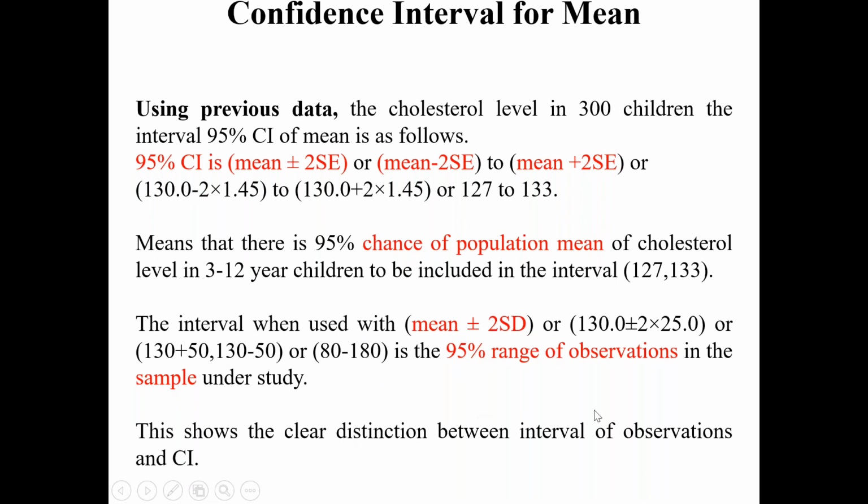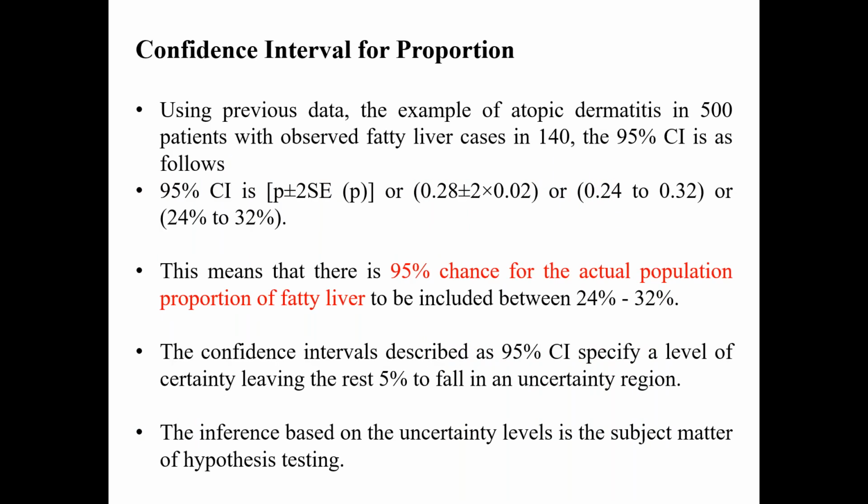This shows the clear distinction between the interval of observations and the confidence interval. This is the interval of observation, the range of observation in the sample, given by the standard deviation. However, if it is in the population, then it is the confidence interval. These are the two differences.